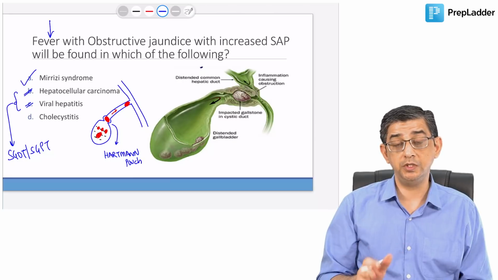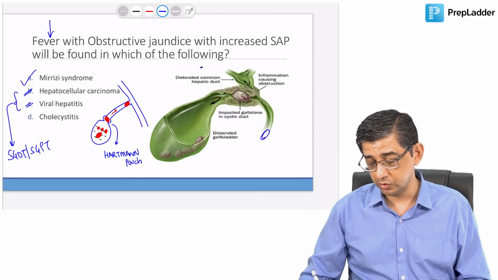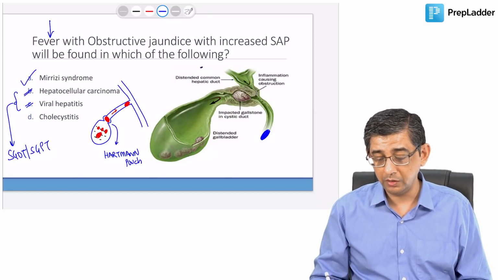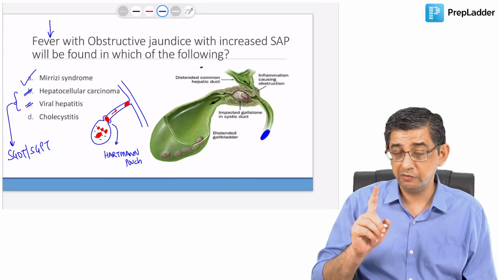Obstructive jaundice can only be seen if there is choledocholithiasis, that is, if the stone goes in the distal part, like if the stone goes in the CBD, we call it choledocholithiasis. But if the stone is stuck in the Hartmann pouch or in the cystic duct, then we call it Mirizzi syndrome. Remember my words carefully, guys.